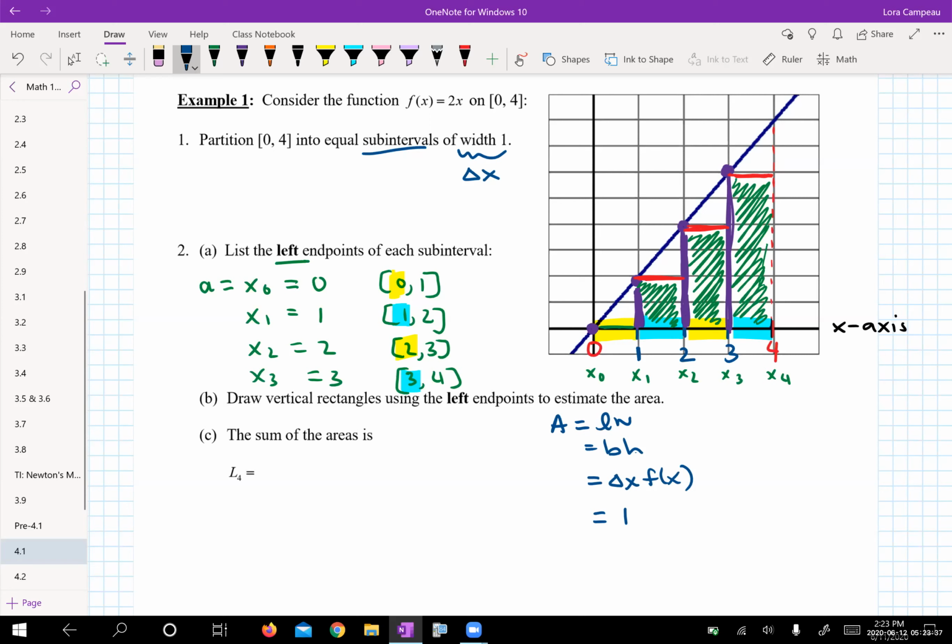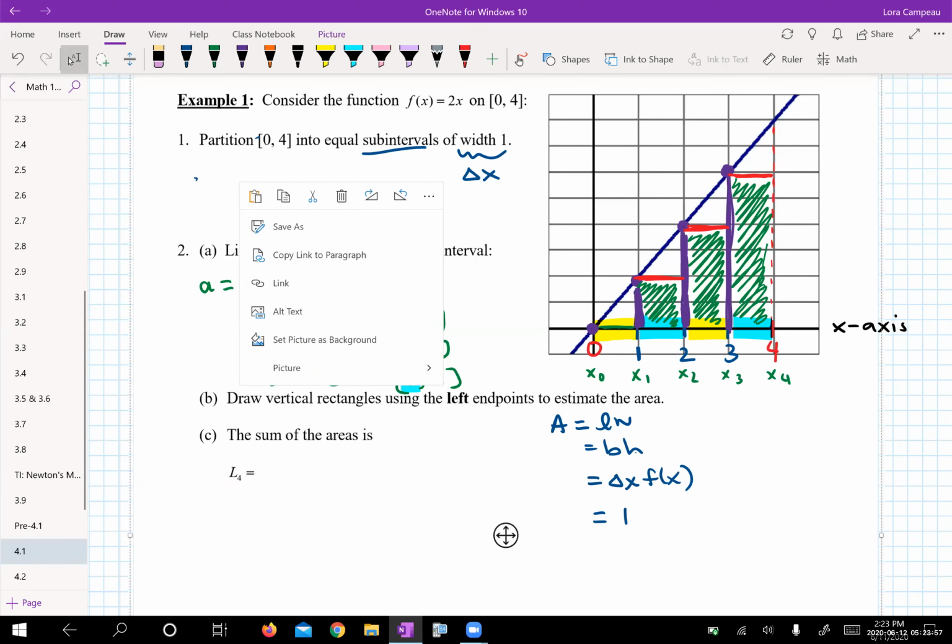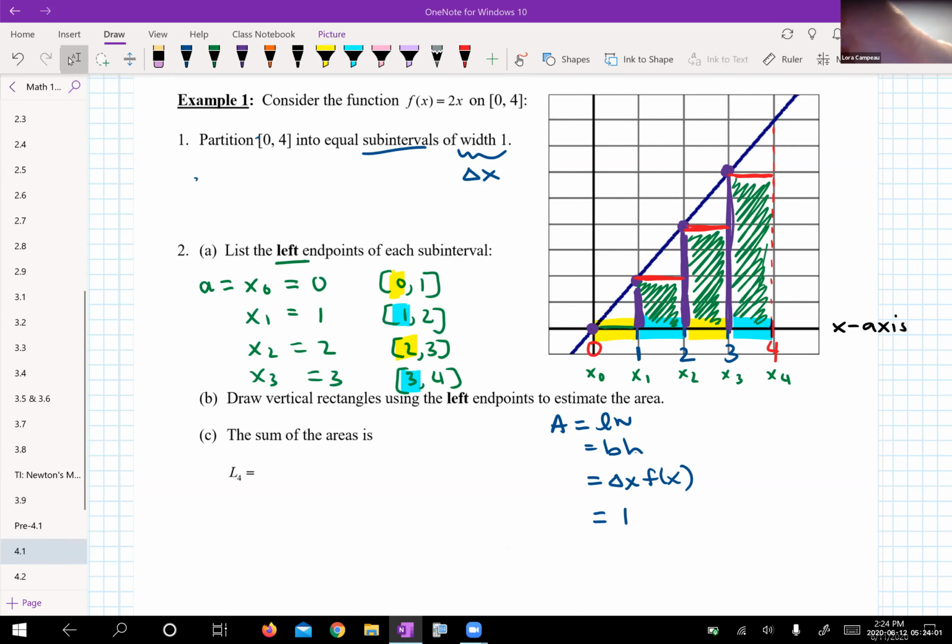Okay, and I should probably be a little more specific, and I will be. Delta x is for sure just the number 1, but f of x may change based on which endpoint you're picking. So I will be even more specific, and shut off my video. There we go. There, you guys saw my hand.